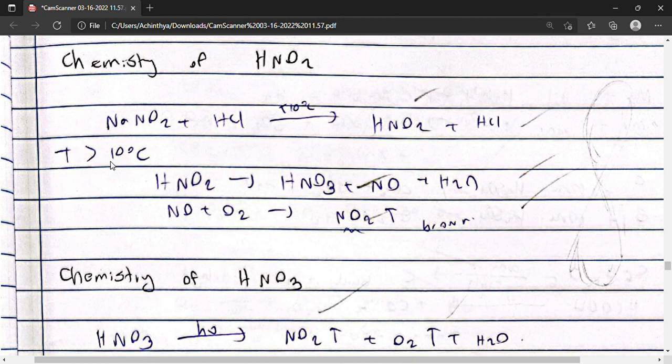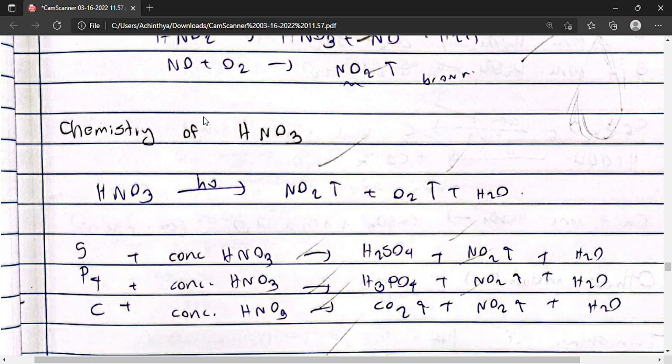If we increase the temperature above 10 Celsius, nitrous acid will decompose into nitric acid, nitrous oxide gas, and water. And the nitrous oxide will react with oxygen to form the brown color nitrogen dioxide gas. So if we were to have a solution of nitrous acid just exposed to air and about 10 Celsius, it will first evolve this fume which is transparent, and this fume will react with oxygen to form the brown color gas. So it's a nice phenomenon.